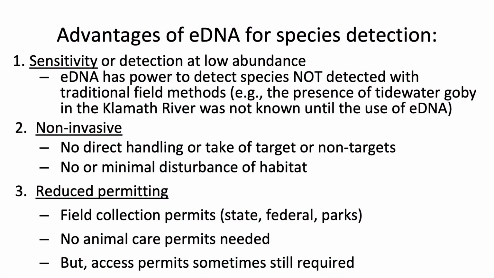Now, some of the advantages of environmental DNA for species detection is sensitivity. Environmental DNA is highly sensitive. With traditional trawling or sampling methods, there's a higher likelihood of not encountering the species, whereas with environmental DNA, it's quite a bit higher. For example, with environmental DNA, we were able to detect tidewater goby in the Klamath River that was not previously sampled or caught with traditional sampling methods.